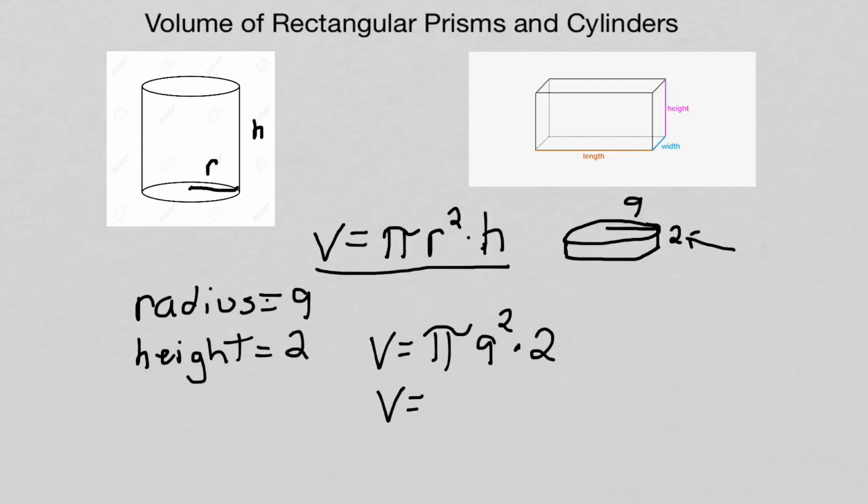All right, this probably goes the best if we do the math here on the right side first. You can do it any way you want. I'm going to do 9 squared, which is 81, times 2, which is 162. So you end up with 162 pi.